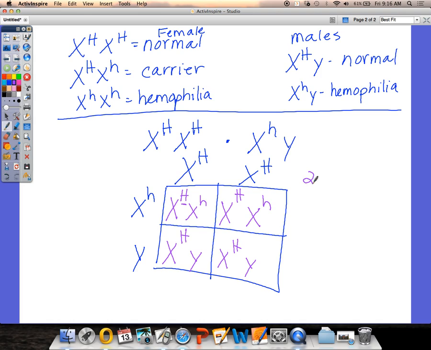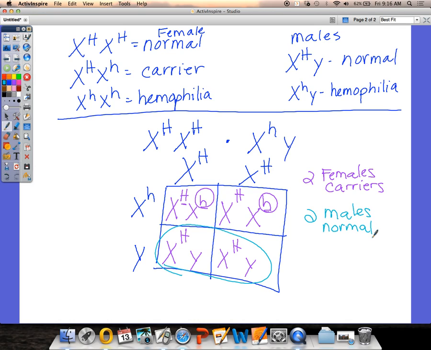So we have two females. These are our females on the top, and they are both carriers thanks to this little h. The ones on the bottom are our boys, so we have two males, and they are normal. Okay, so there's one problem. Let's erase that and work on something different.